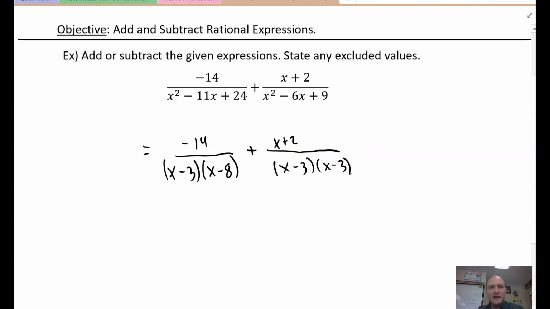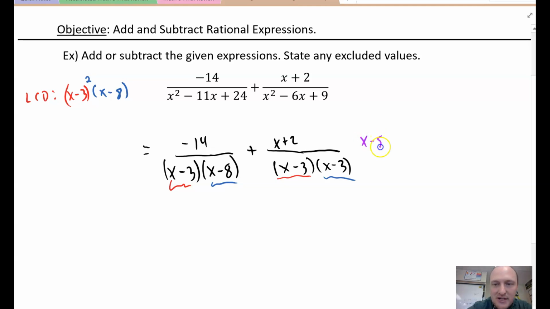So again, what is our LCD? I can just do this off to the side. Whatever's the same, I have an x minus 3, and then whatever's left over, I have an x minus 8, and then I have another x minus 3. So x minus 3 squared. That's going to be our LCD. So we'll multiply it in. On this side, I just need the x minus 8. On this side, I need the x minus 3.